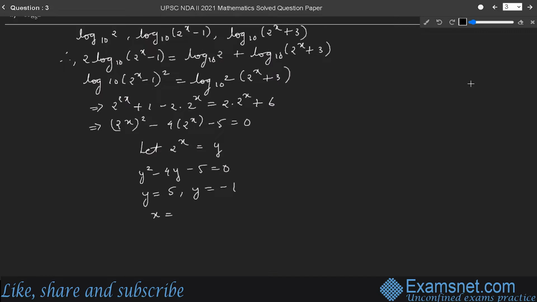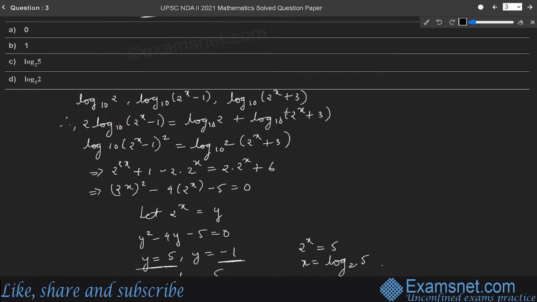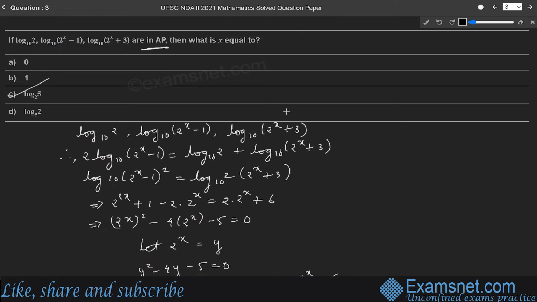Now we know that x is equal to log base 2 of 5. So we can say that option C is correct for this question, because we cannot take the negative y here. We will always take the positive y, and we know that y is equal to 5 means that 2 to the power x will be equal to 5. So from here x will be equal to log base 2 of 5, and we ignore the negative, because 2 to the power x cannot be negative. So the correct option for this question is option C, log base 2 of 5.